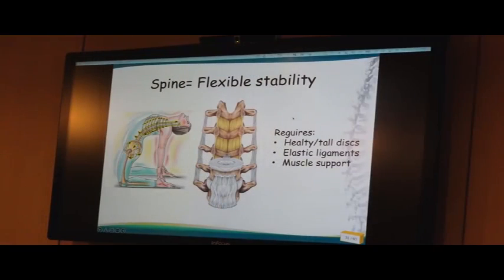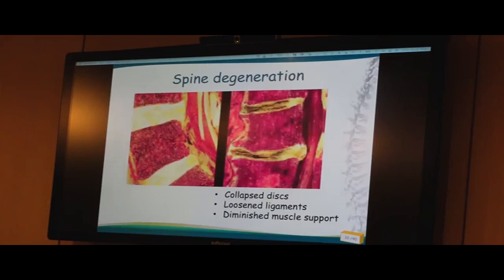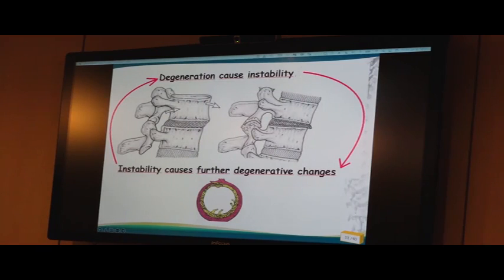The spine needs a flexible stability because it supplies both motion and protection. So we need a flexible stability. For that, the spine needs healthy tall discs, elastic ligaments, and muscle support. With degeneration, you lose all of them. There will be collapsed discs, loosened ligaments, and diminished muscle support. As a result, degenerative changes of the disc cause instability, and instability causes further degenerative changes, as a vicious circle.